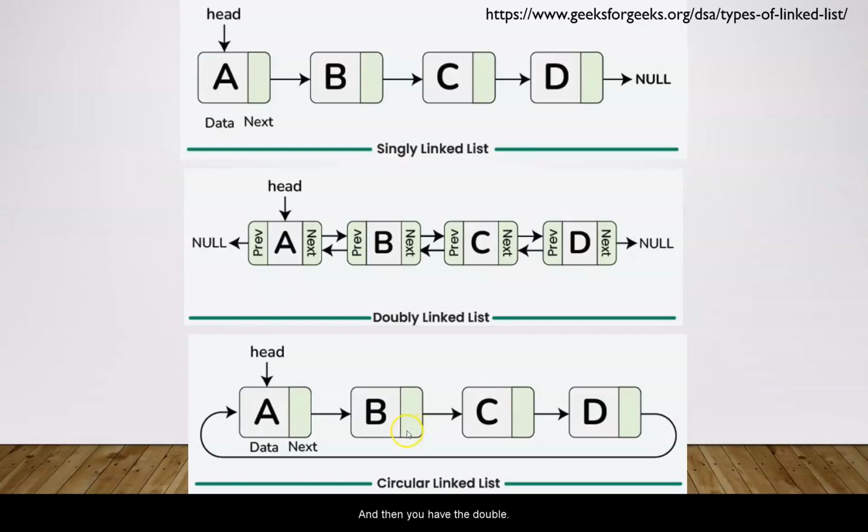And then you have the circular linked list. The circular linked list only goes in one direction, but instead of having the last one go to null, it is pointing back to the first one in the list. And so the benefit of it is that you could keep going around and around when you're needing to do anything with this list.